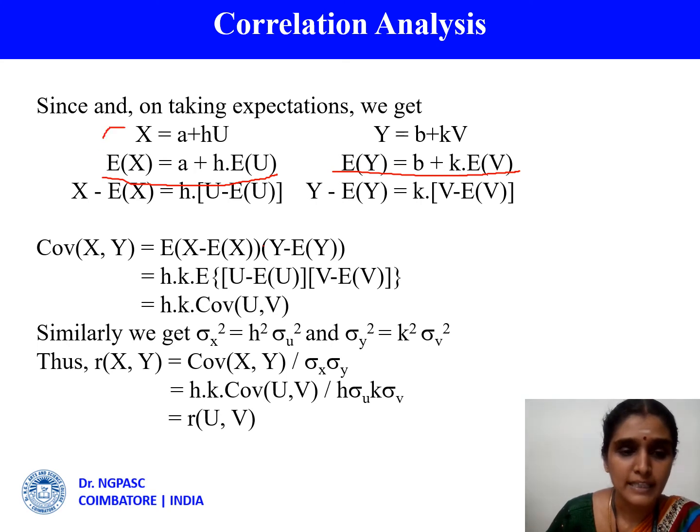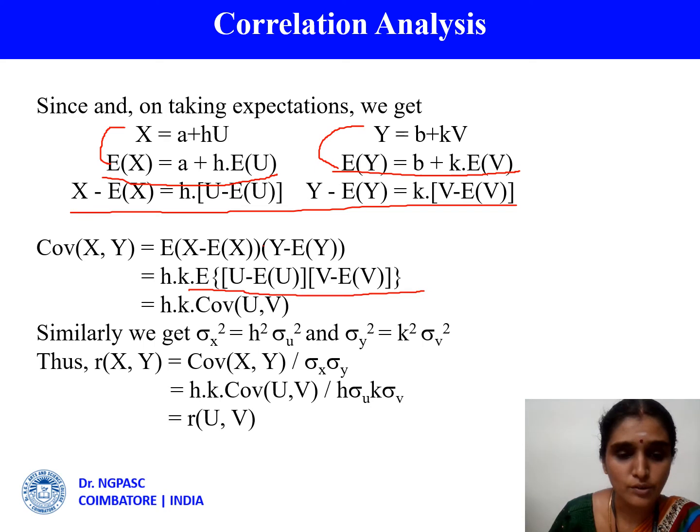Now subtract: x minus E of x and y minus E of y. We will get these results. Now apply these results in the covariance of x comma y formula. So here h and k are constants, you can take them outside. So h into k into expectation of (u minus E of u) into (v minus E of v), and this is the formula for covariance of u comma v. So covariance of x comma y is equal to h into k into covariance of u comma v.